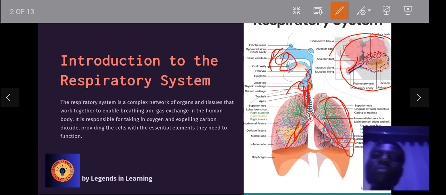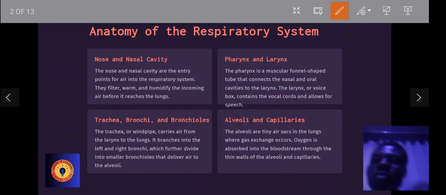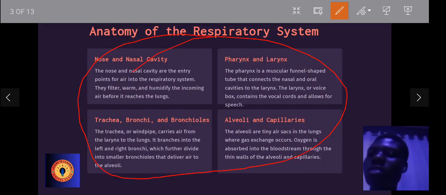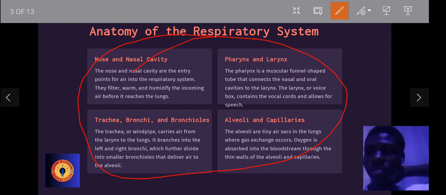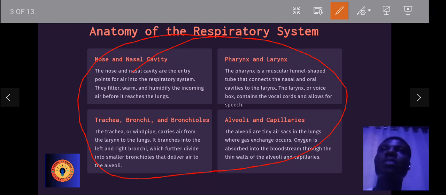Now let's move on. We have the alveoli and the capillaries. I've talked about it. So this is the anatomy of the respiratory system. The nose and the nasal cavity take in the air, which is called inhalation, or inhaling. The nose and the nasal cavity are there to filter, warm, and humidify the incoming air before it reaches the lungs, because some of the air has pathogens and harmful substances which are not good for the body.